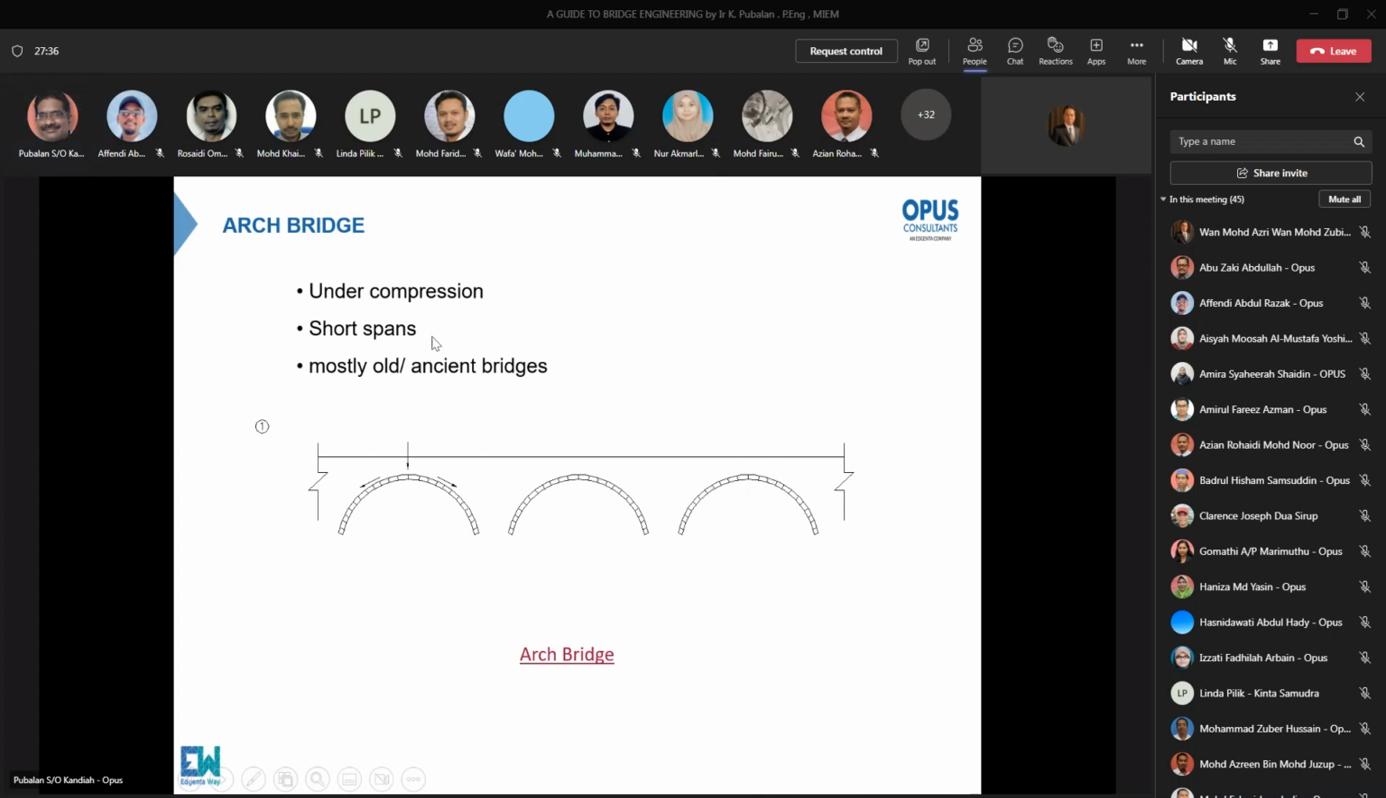Okay. So the arch bridge is always under compression. There is no tension. If you see how my arrows are acting, it's always under compression. There is no bending action here. Short span and mostly ancient bridges. All right. So what is very important for the arch bridge is that during construction, extreme care must be taken on how to lock the wedges inside. The wedge bricks are actually bricks, but have to be fitted in tightly so that they do not detach.